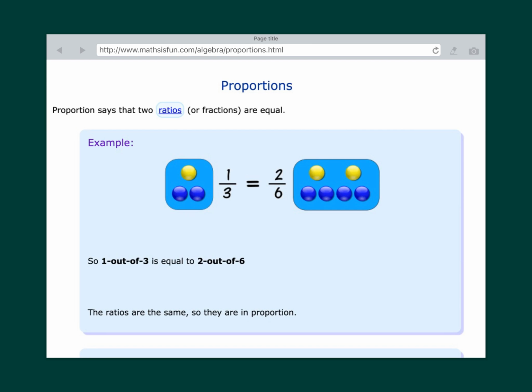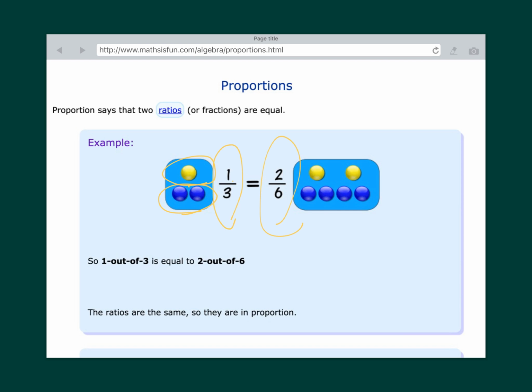And we have the fraction 1/3, and it says that it equals 2/6. Well, let's see why. So we have one yellow ball and we have two blue ones. And that ratio is one yellow one to 3 total balls. So let's see how that relates to 2/6. So how does the fraction 1/3 relate to 2/6?